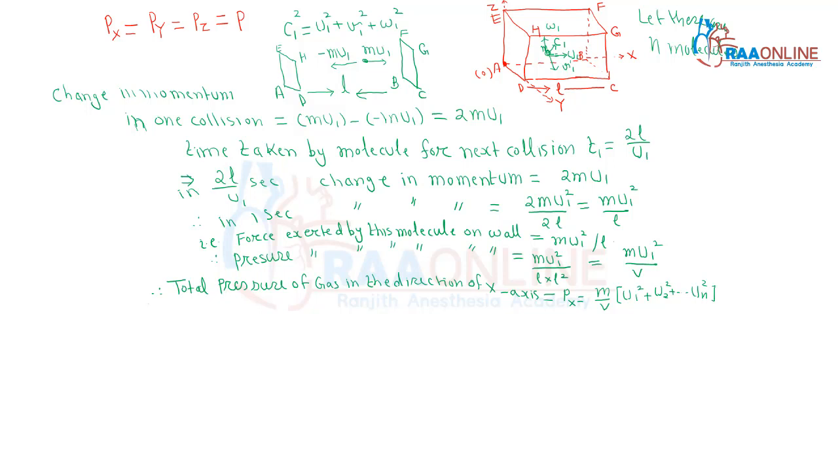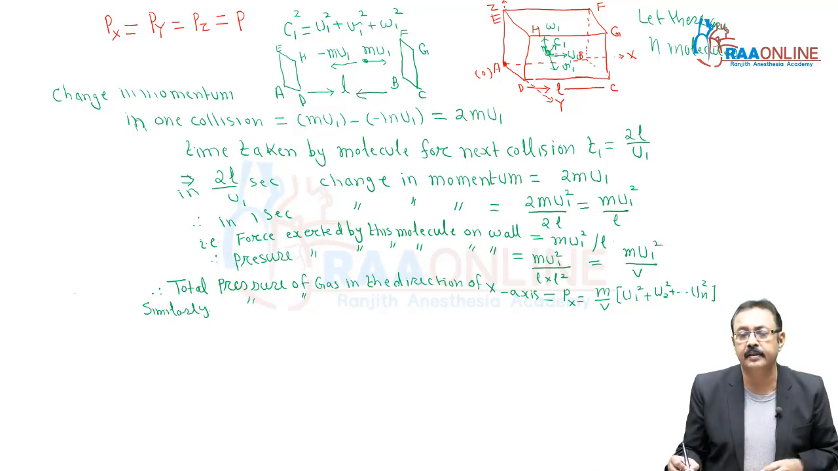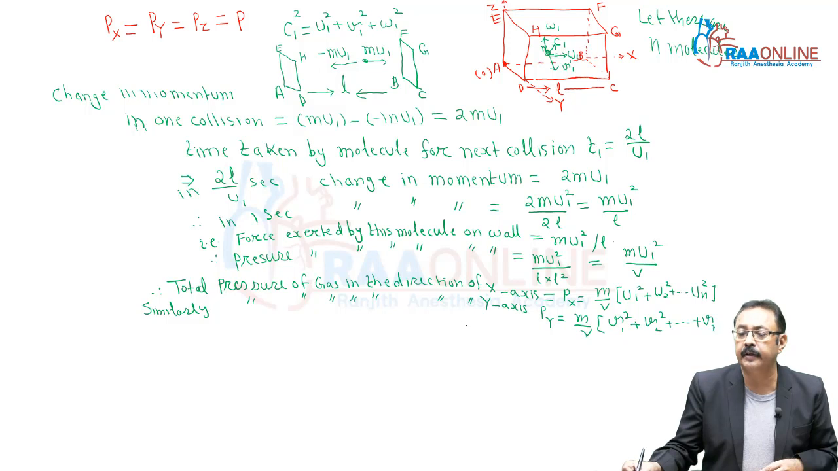Similarly, the pressure of gas in the direction of the y-axis, meaning Py, should be m by V, v1 square, v2 square plus vn square.